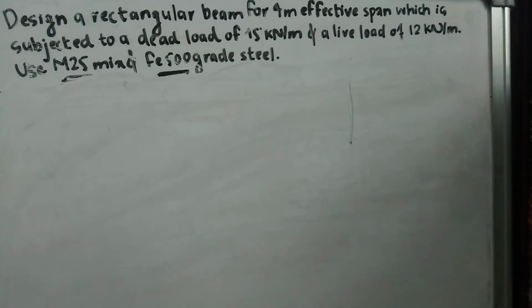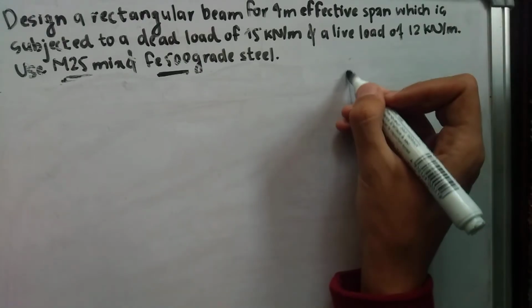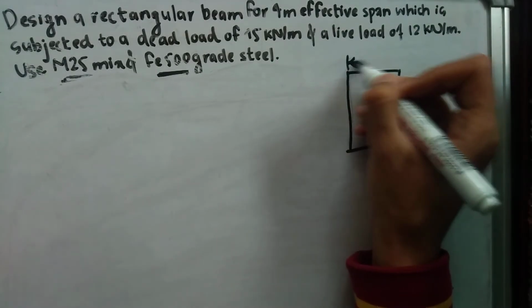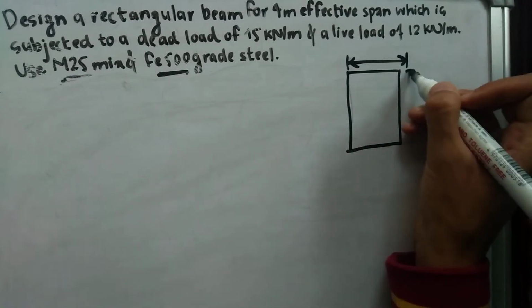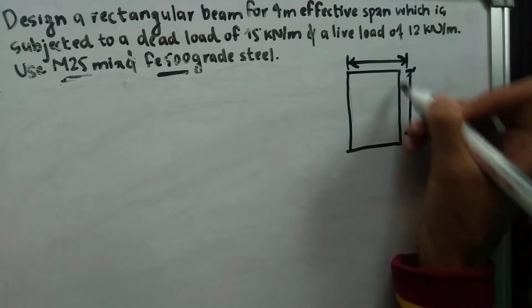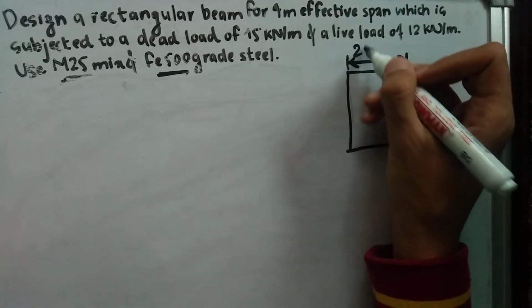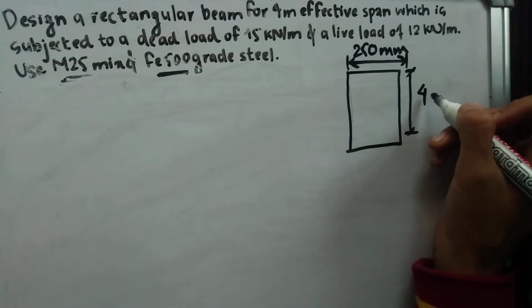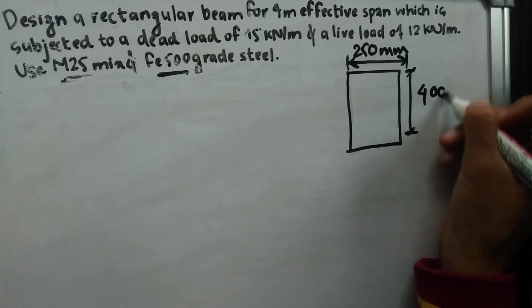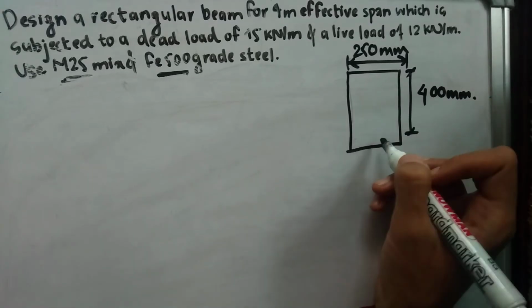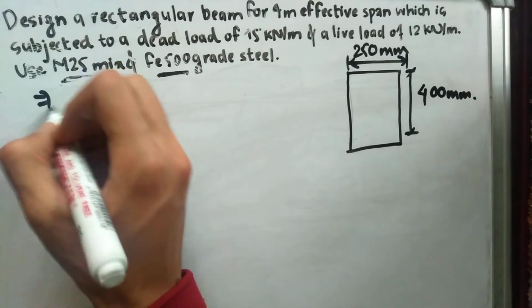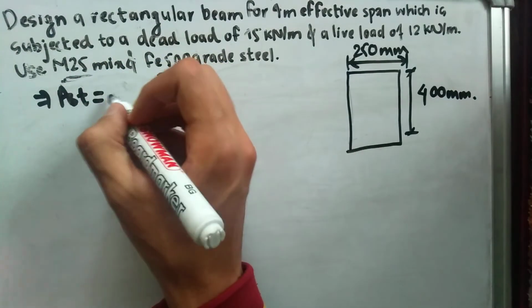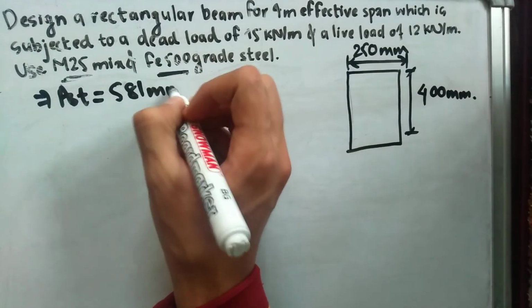So up to now we have found out the depth of the beam. We have found our breadth as 250 mm, while our effective depth is 400 mm. Next we need to find the amount of reinforcement to be used. Right now the area of steel which we are going to use is 581 mm².